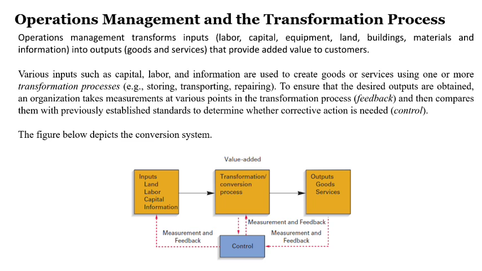You can see the various input sources being used for the transformation process, and then we get the output. In the similar manner, we get the feedback. We take the corrective step. You can see in the point written, to ensure that the desired outputs are obtained, an organization takes measurements at various points in the transformation process, that is the feedback, and then compares it with the previously established standard to see if any corrective action is required. That is the one which I told you, control. And then they follow the same loop process.